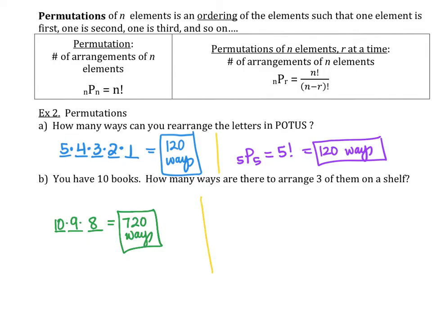N elements taken r at a time, so I'm doing 10 P 3 because there's 10 items and 3 spots. According to the formula, it's n factorial at the top, so 10 factorial, and n minus r factorial at the bottom, so 10 minus 3 is 7 factorial. If I have 10 factorial in the numerator and 7 factorial in the denominator, 7 times 6 times 5 times 4 times 3 times 2 times 1 cancels out, and what I'm left with is 10 times 9 times 8, which means I will still get 720 ways. If you have found the permutation button on your calculator, you could also use that.